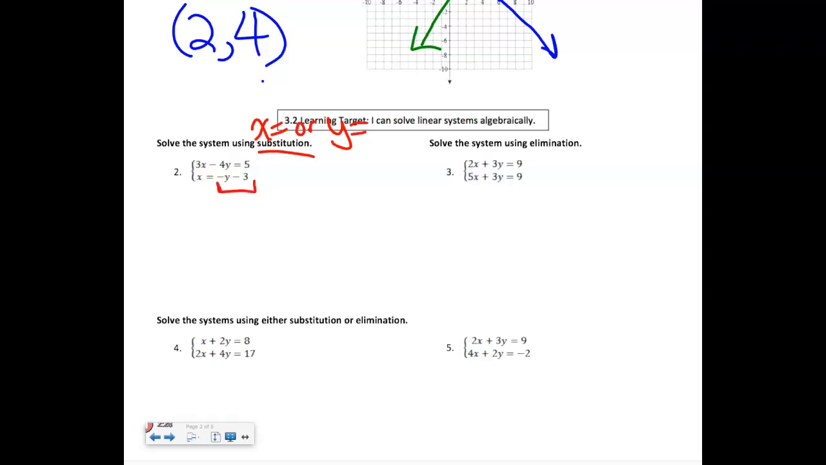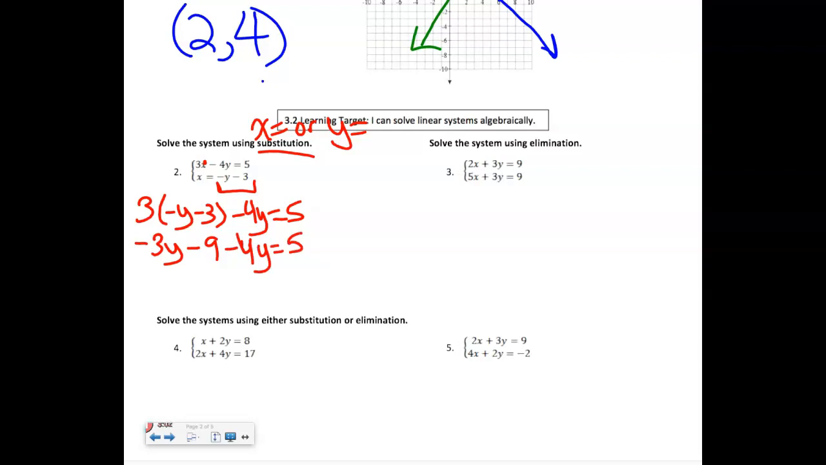So that means I'm going to take all of this and plug it in for my x here. So I'm going to say 3 times, and instead of x, I have negative y minus 3, minus 4y equals 5. Double check, do you only have y's? That means we are good to go. All right, so I'm going to distribute this 3. Careful of your negatives. So I'm going to have negative 3y minus 9 minus 4y equals 5.